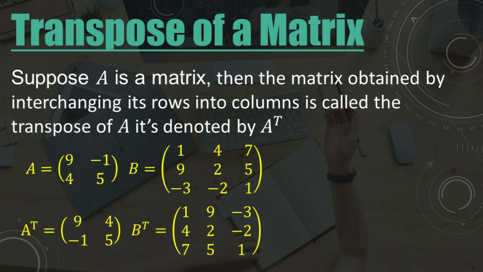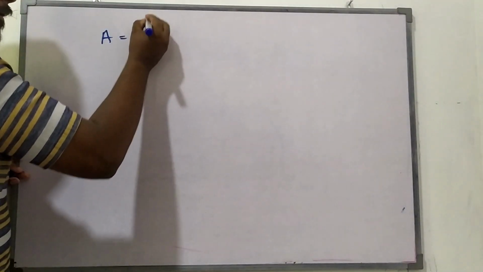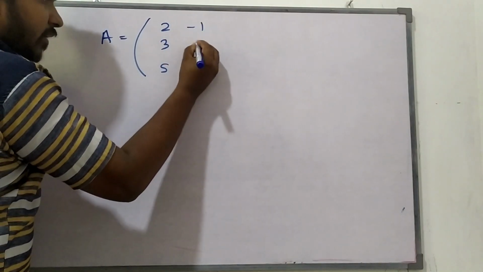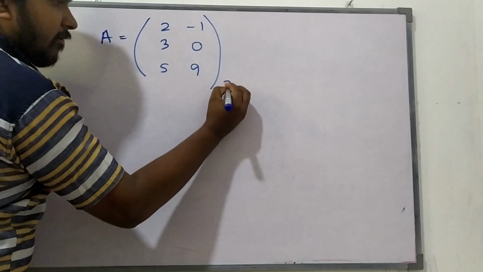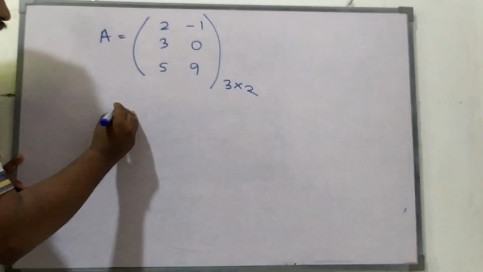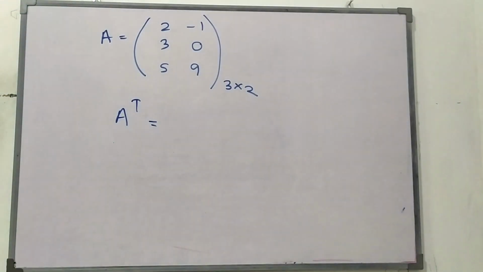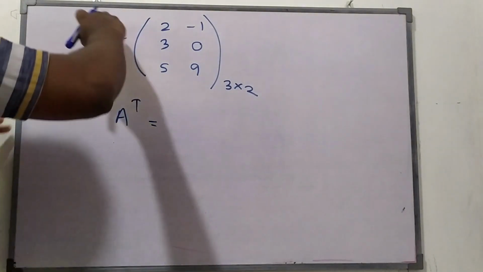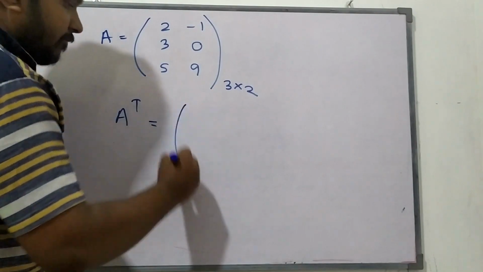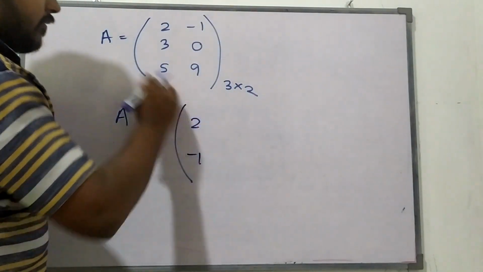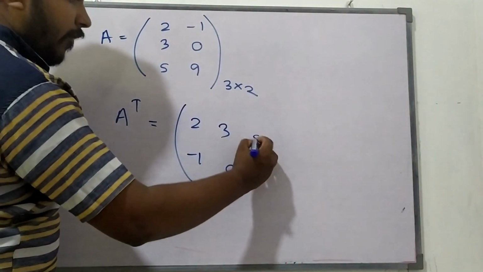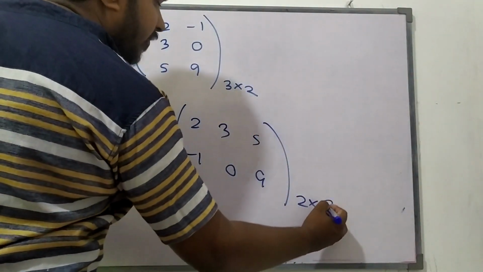So I will give another idea of the transpose of a matrix. We can learn the transpose matrix this way. Assume you have 2 3 5, minus 1 0 9, right? So this is a 3 by 2 matrix, no? You just need to find the AT. So what I told you, all the rows become columns, and all columns automatically become the rows. Rows will be minus 1, 3, 0, 5, 9. Now it's a 2 by 3 matrix, right?